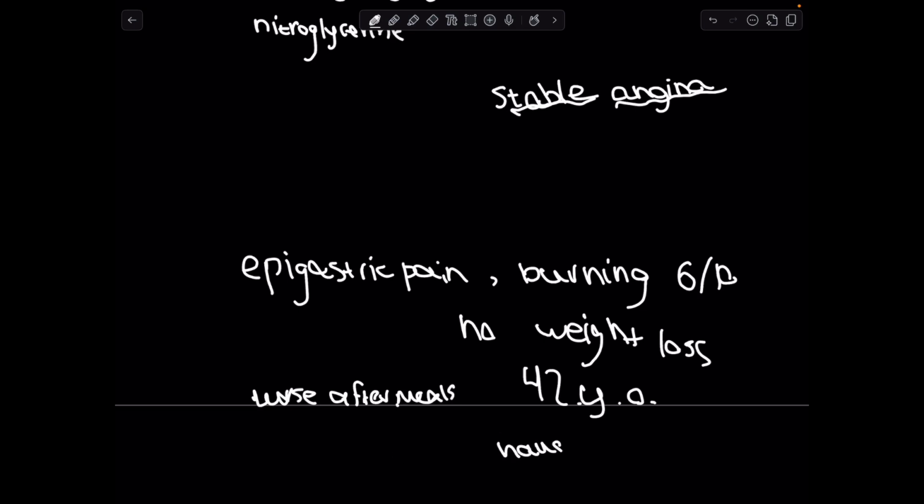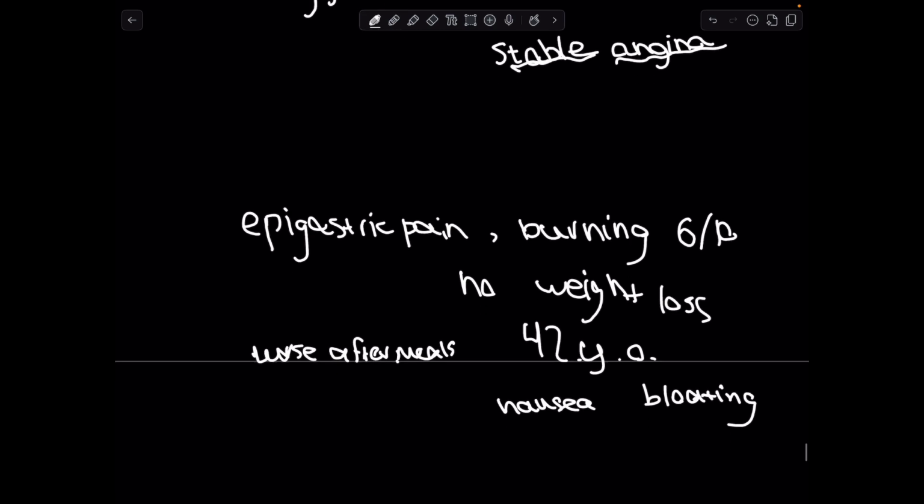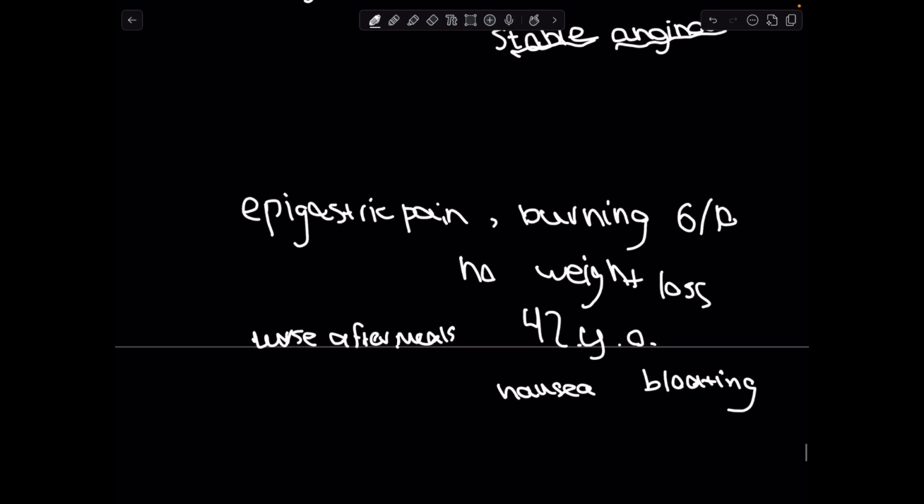Yep. This 42-year-old man has 2 months of burning epigastric pain, 6 out of 10, worsened post-meals, with occasional nausea and bloating. No weight loss or blood in stool. What's your guess for his diagnosis, or what's your next question to dig deeper? GERD or reflux, but this is what I'm thinking about. But let's see. Well, how long has it been going on for?